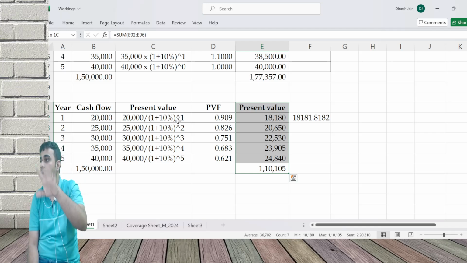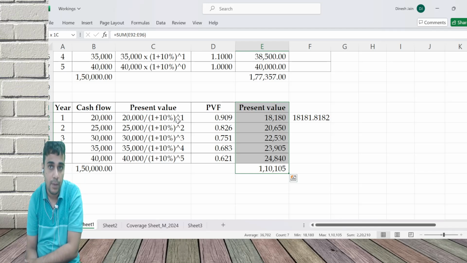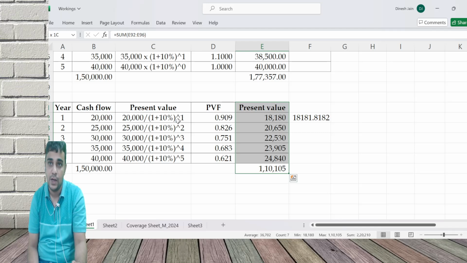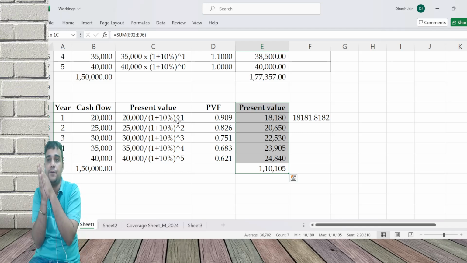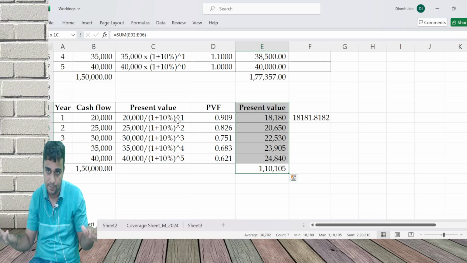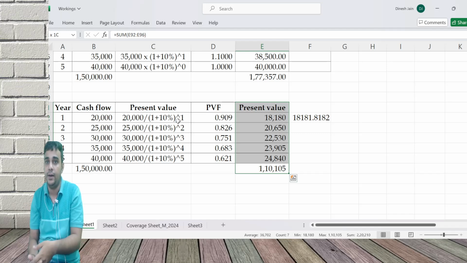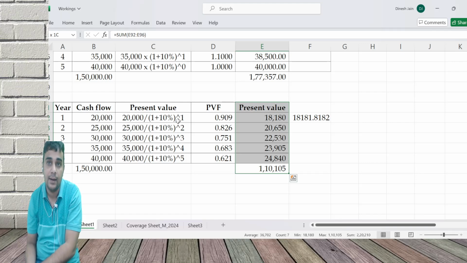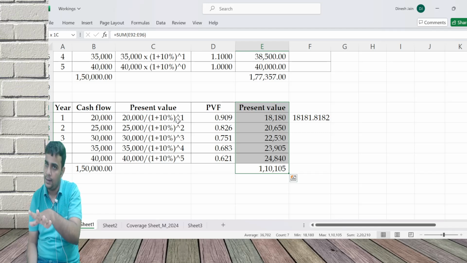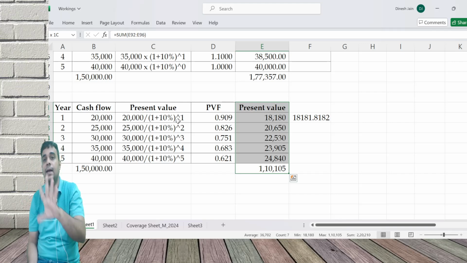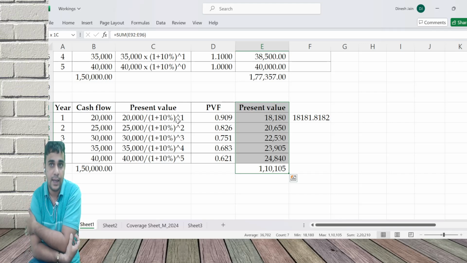150 is just a normal addition. 150 keeping in mind is of no use. So if you're giving me 160 after 5 years, I'm not okay with it. And if you're giving me 120 today, I'm very happy about it, because 120 is better than 1,10,105. Today minimum I need 110. Later minimum I need is 177,357. This is what time value of money is doing.